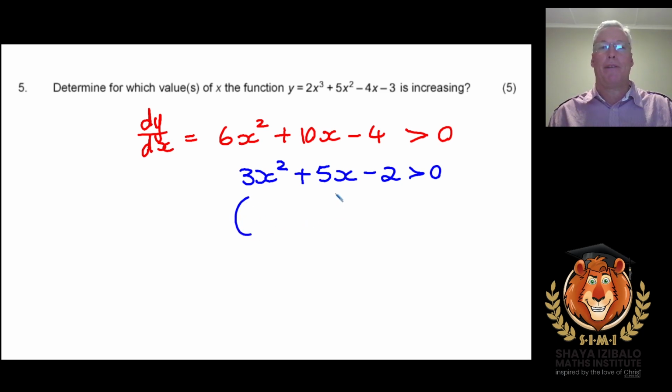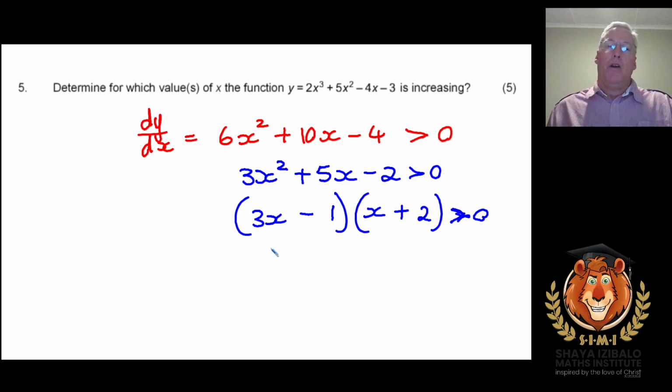Now we're going to try and factorize this. It factorizes very easily, actually, because 3 and 2 are both prime numbers, so there's not a whole lot of options. It's got to be 3x and x, and it's got to be 2 and 1. In order to get 5, I'm going to put the 2 here, which will give me 6, and I'm going to put the 1 here, and I'm going to make this minus 1 and plus 2.